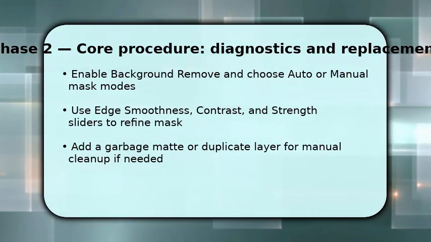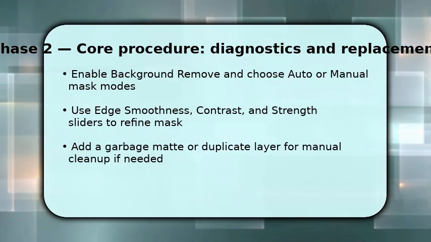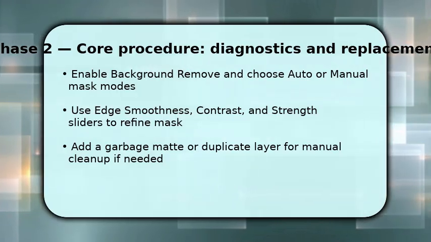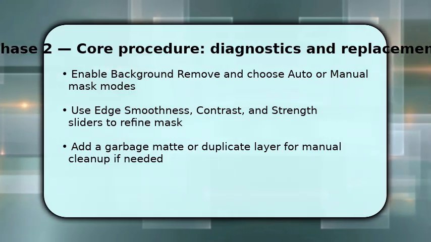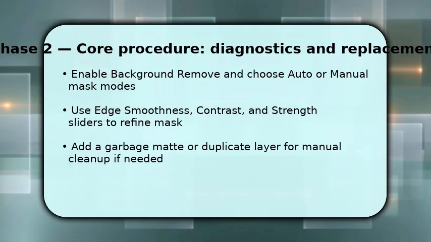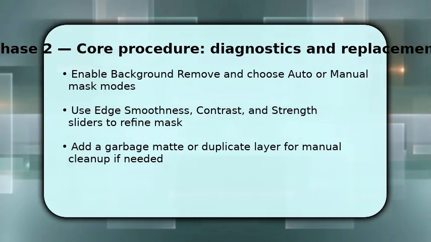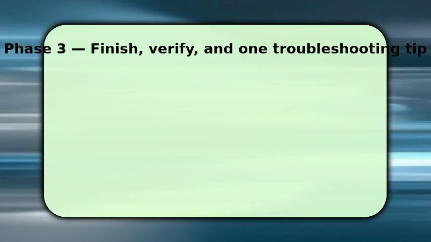For stubborn areas, duplicate the clip, mask the duplicate, and use a garbage mat to paint out residual background by hand. Once satisfied, add your replacement layer, color, image, or video behind the subject and check transitions. Finalize by previewing the full sequence at play speed to catch flicker or halo artifacts.